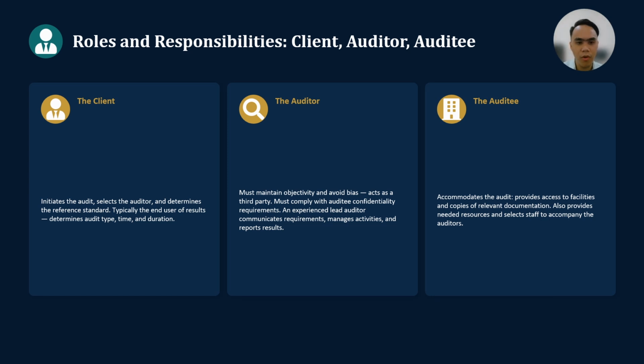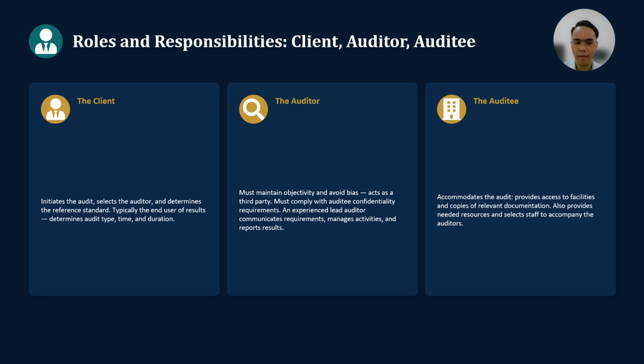Finally, the auditee has the responsibility of accommodating the audit. This entails providing the auditors access to the facilities involved and copies of the relevant documentation. The auditee is also expected to provide the resources needed and to select staff members to accompany the auditors throughout the process. So these three roles interlock.